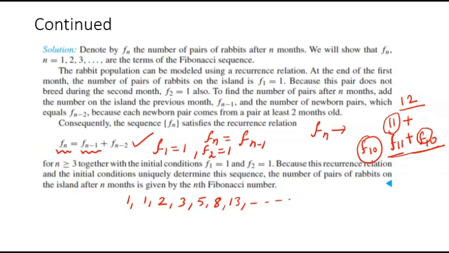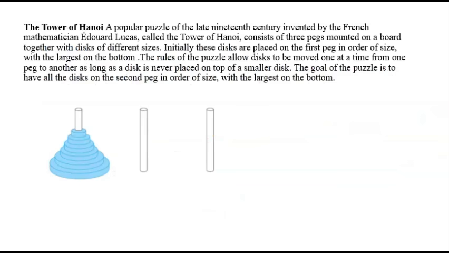So let us move to the next problem. Here we are going to discuss another interesting problem that is known as the Tower of Hanoi problem. This is a popular puzzle of the late 19th century invented by the French mathematician Lucas and called the Tower of Hanoi problem. So what basically is the problem? I am not going to read it, I am just going to explain.